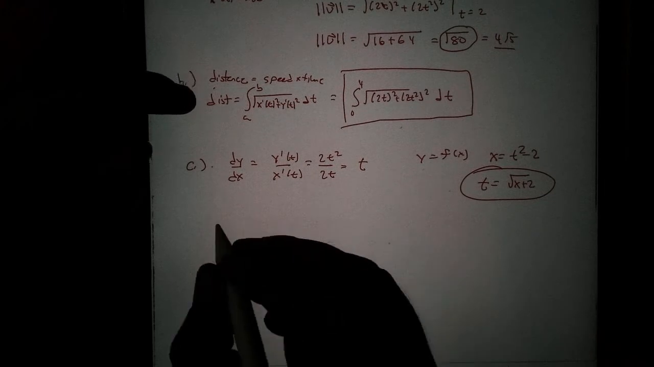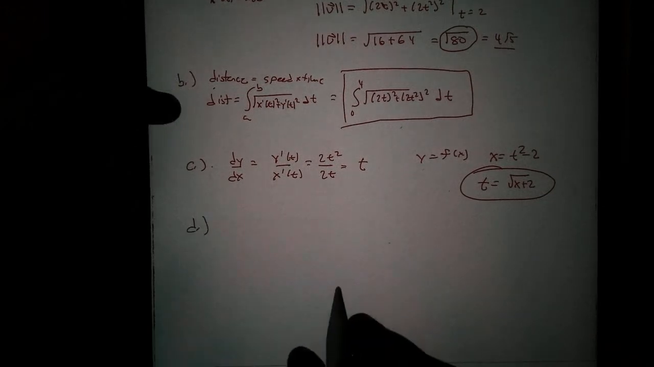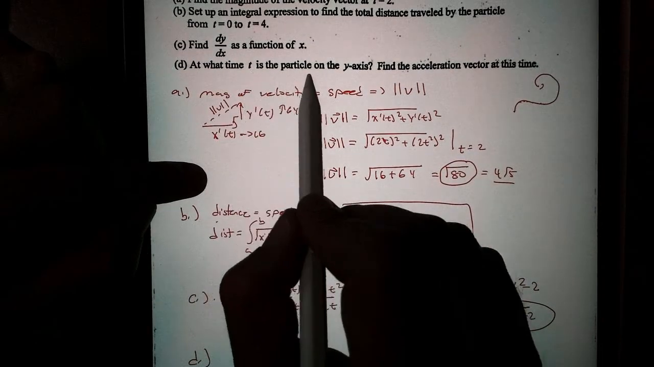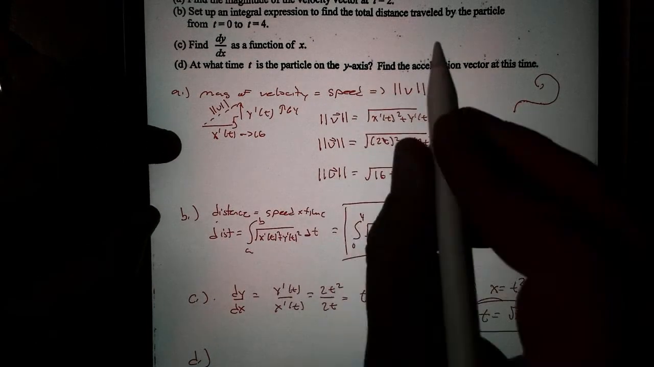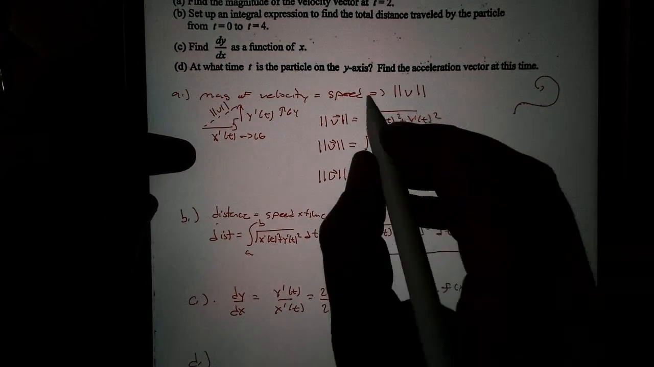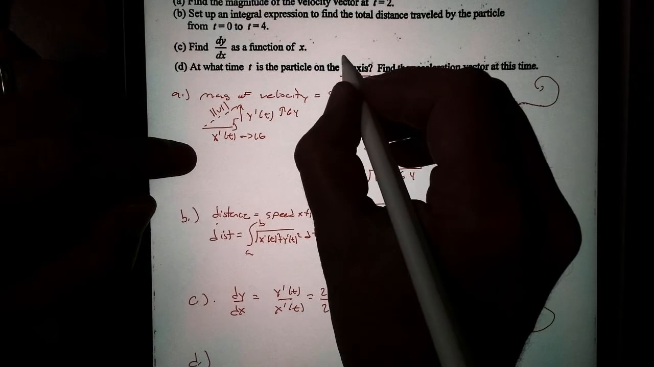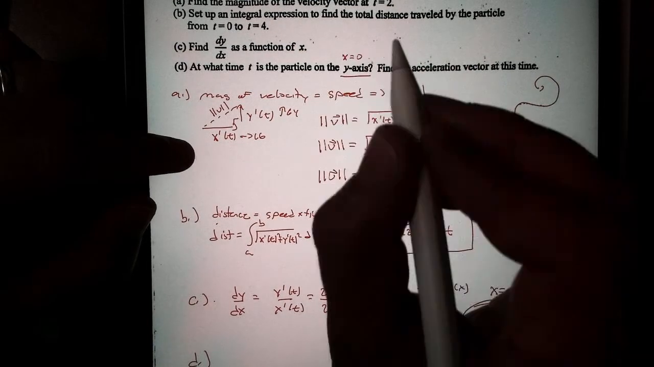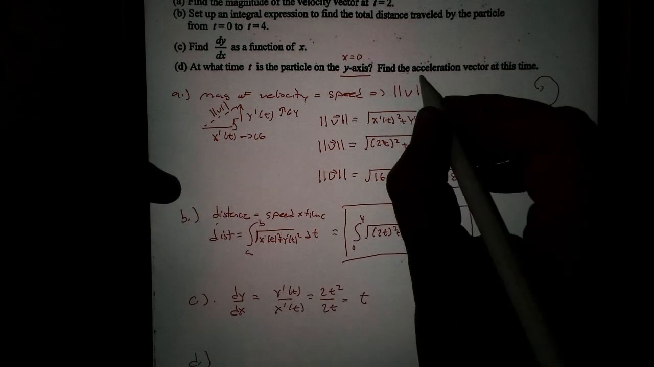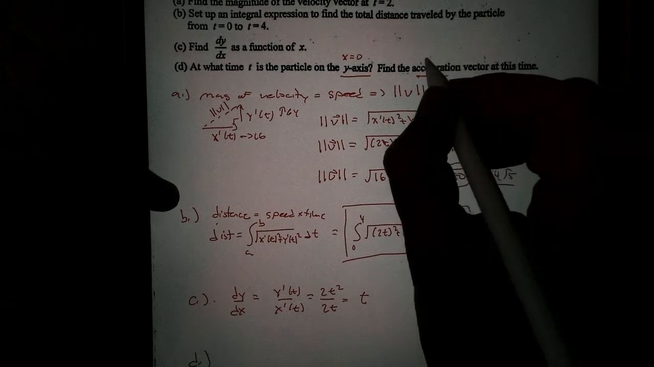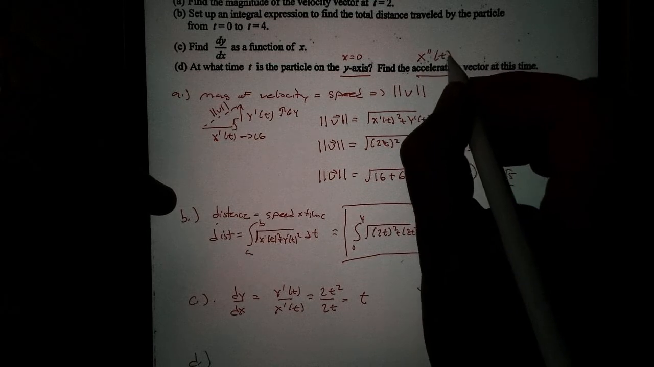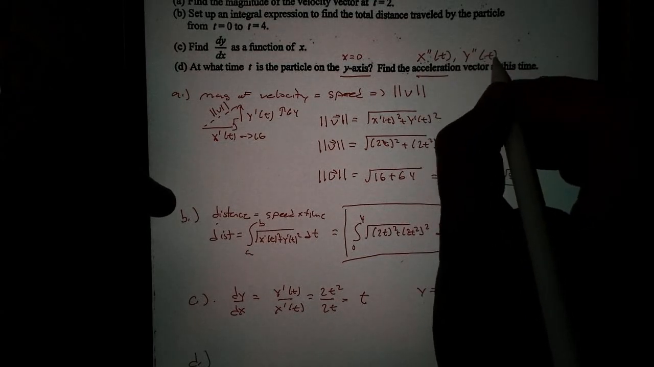All right, part D, we're mathematicians, we love the part D. Part D is now asking, at what time is the particle on the y-axis? Now, this is a tricky question. If we want to be on the y-axis, we know that x is 0. The definition of the y-intercept is x equals 0. Then we want to find the acceleration at this time, so we would need x double prime of t and y double prime of t at that point.